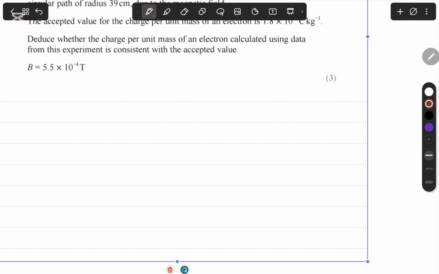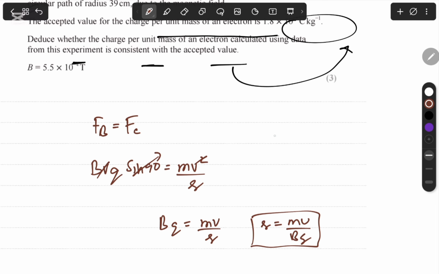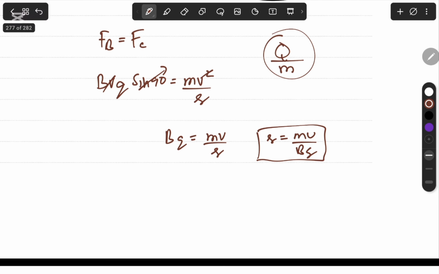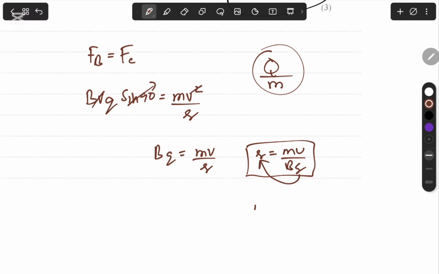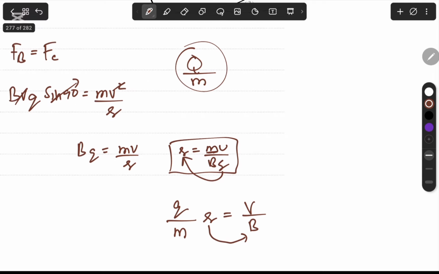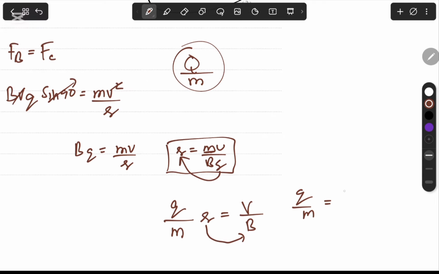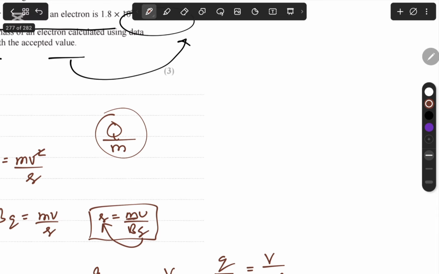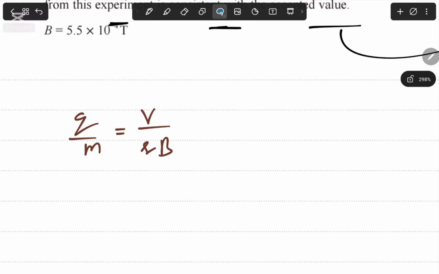Now what I'm going to do is make the charge over mass the subject. That's my aim here. So I'm going to move charge to the other side, so Q, and then mass also to the other side. So I'm going to get M times R is equal to V over B. I hope that makes sense. I moved the charge and the mass to the other side, and I'm going to move the radius to the other side. So we're going to get Q over M is equal to V divided by RB. Okay, I hope that makes sense. Let me erase all of this. Okay, now we're going to end up with this.